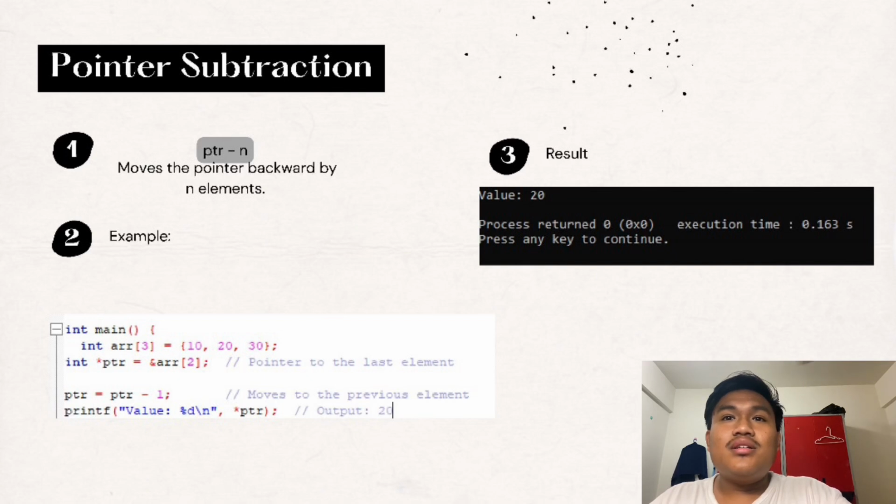Why do we use 2 on the last element? Because 0, 1, 2. ptr equal to ptr minus 1 moves to the previous element. It means we move back. We move to the 10 and the output will be 20. No, I'm sorry. From the last element we move back to the 20, and the output will be 20.